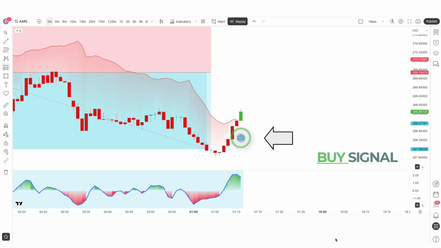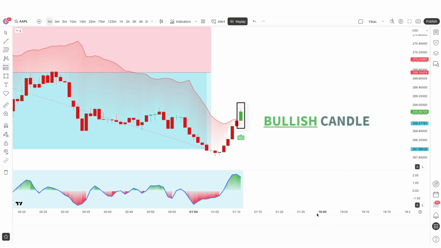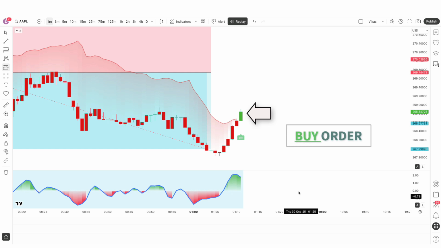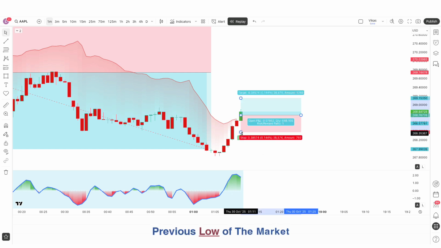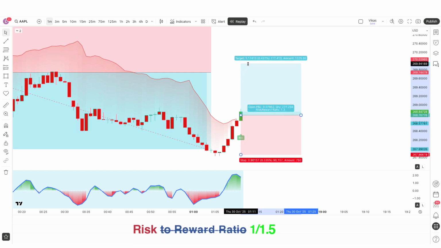Here the swift trend indicator gives us a buy signal. Here the blue line of trend flex oscillator is above the zero line. Here the market has made a bullish candle to give confirmation. So all our conditions are being fulfilled, so we are placing an order to buy. Our stop loss is to be placed at the previous low of the market. And the risk to reward ratio will be 1:1.5.